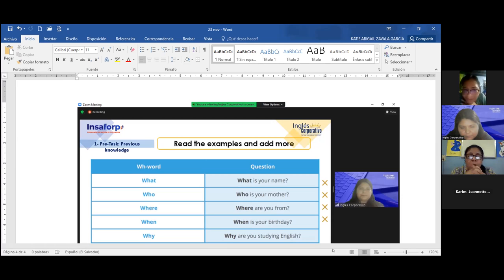Melissa, why are you studying English? Eso sí no sé qué dice. ¿Por qué te gusta estudiar inglés? Ah, okay. Why are you studying English? En español no se puede responder, ¿verdad? No. Pero usualmente respondemos con because I like it, y puede agregar una oración simple: because I love English, for example, because I want to travel, porque quiero viajar.